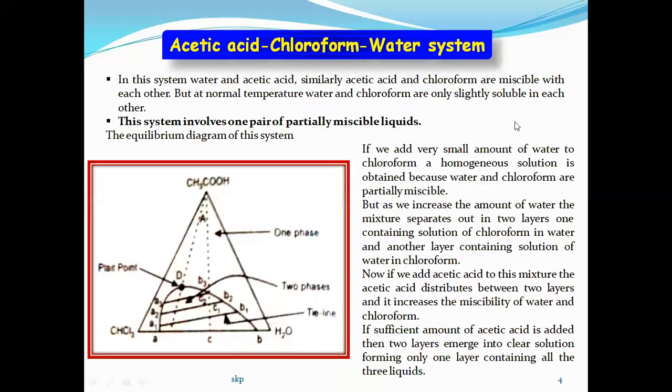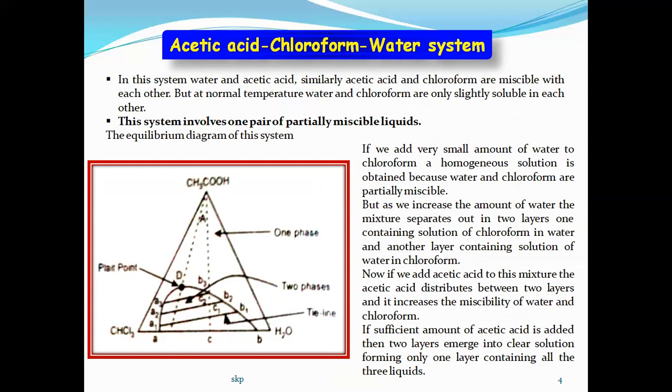So in this way we will see one of the systems in which acetic acid, chloroform, and water are present and they are in equilibrium. So what will be its phase diagram? As we know, acetic acid and water are miscible with each other, similarly acetic acid and chloroform are miscible with each other, but water and chloroform are not miscible, or we can say slightly miscible in each other.